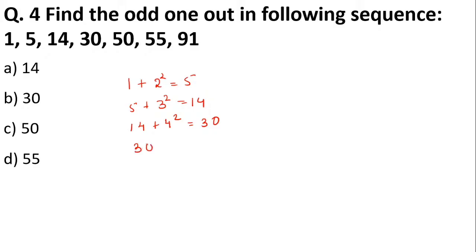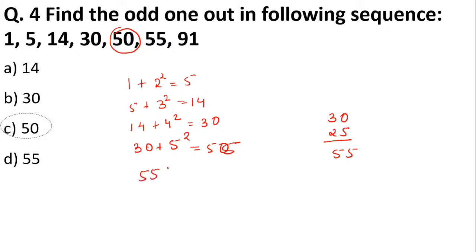Then again, in 30, we have to add the square of 5. So, what is the square of 5? It's 25. So, 30 plus 25, it's 55. So, we'll get 55. So, what do you see? Here, the series is going wrong. After 30, 55 should come. But what we are getting? We are getting 50. So, the odd number is C. Option C, which is 50. Actually, it should be 55.